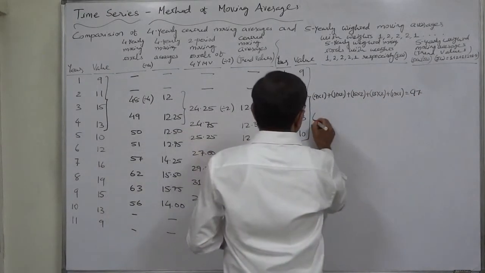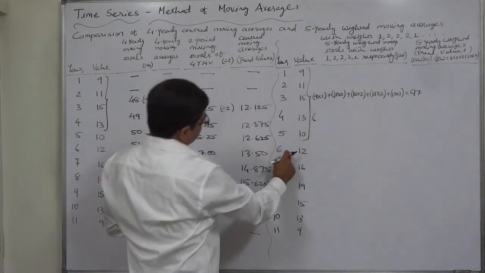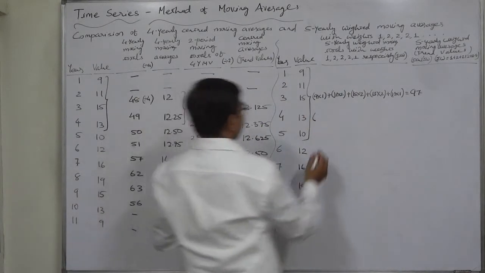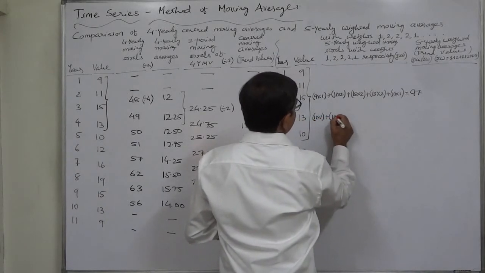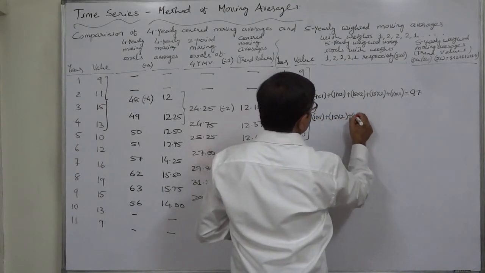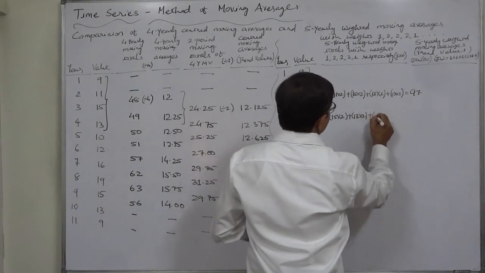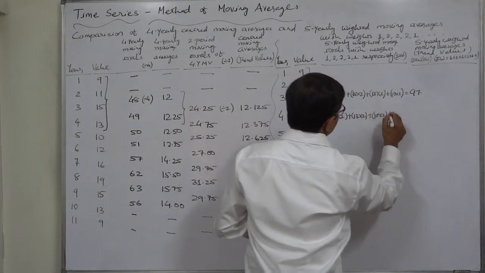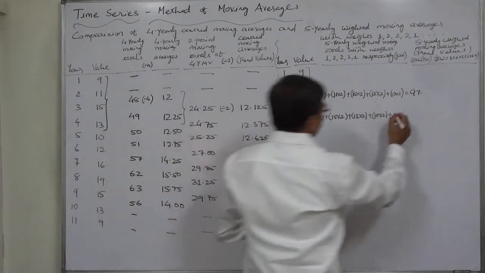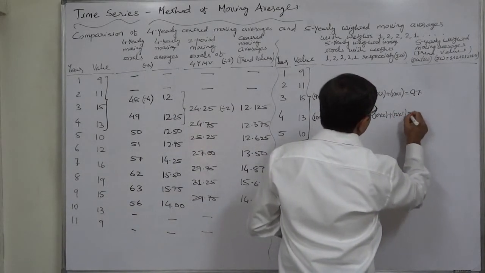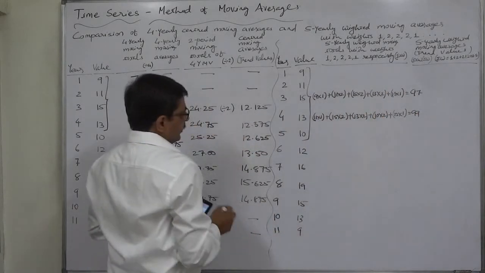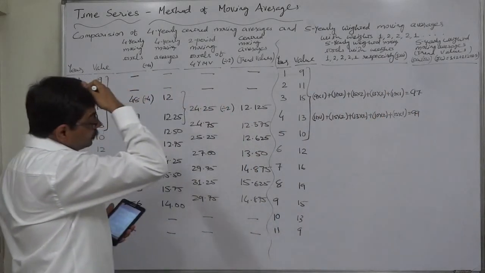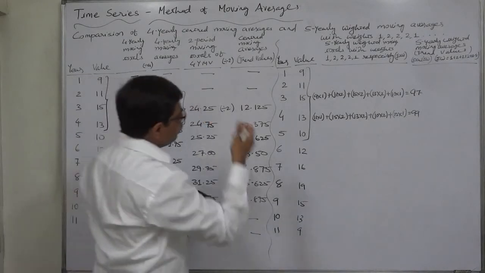The second total will be of the 2nd to 6th value, but with which weights? 11 into 1 plus 15 into 2 plus 13 into 2 plus 10 into 2 plus the new value, 12 into 1. And the total is 99.